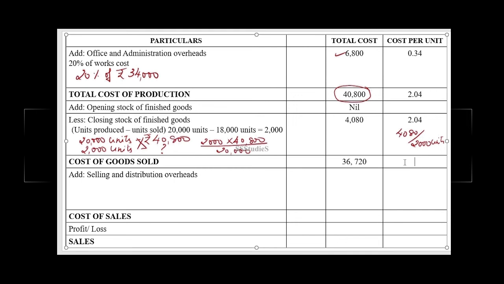From now on, the cost per unit will be based on the units sold. So how do we find out per unit cost? It will be 36,720 divided by, now we are selling 18,000 units. Please check the video on the format of cost sheet. In that video, I have explained in detail how to find out cost per unit. 36,720 divided by 18,000 units. So from here we will be calculating the cost per unit on 18,000 units, that is the number of units sold. That comes to 2.04.